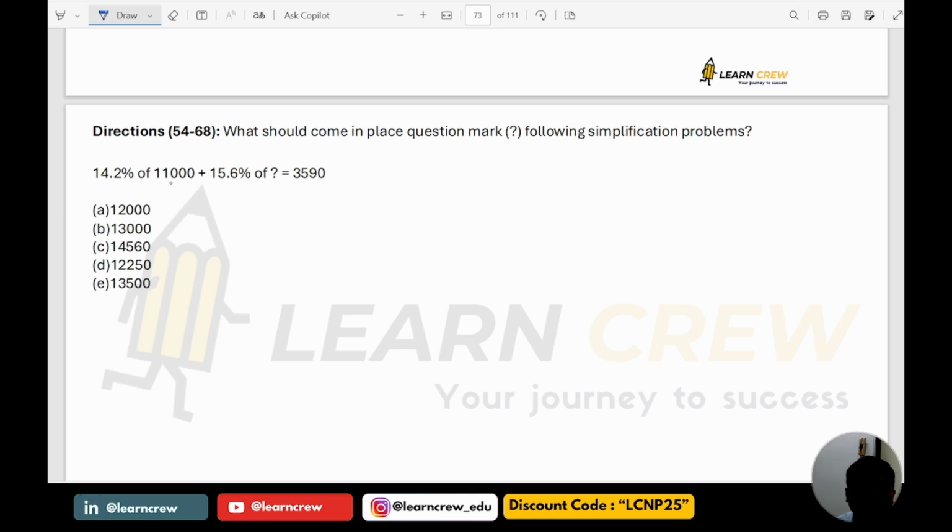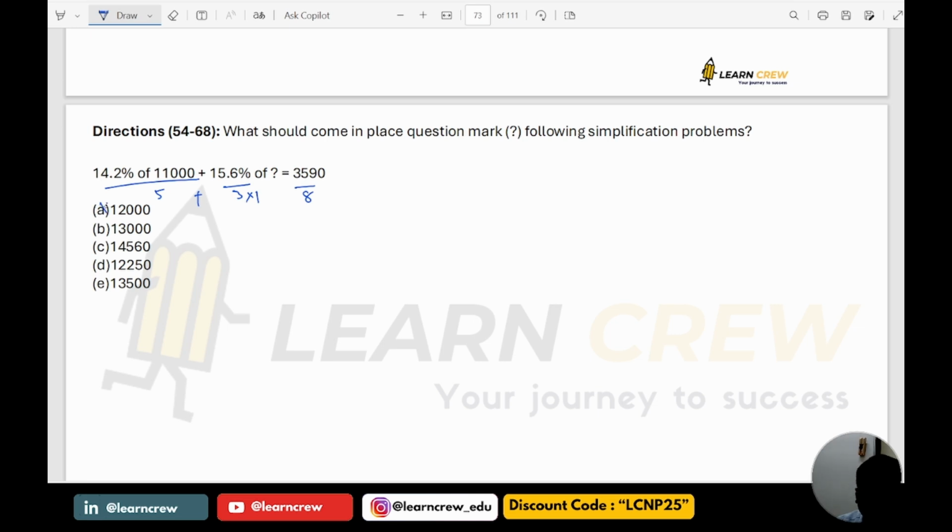14.2 percentage of 11,000 plus 15.6 percentage of x. I can take the digital sum here also. Here if you see, 1 plus 4 plus 2 is 7. 7 into 2 is 14, which means 5. So it is 12, which means 3. 3 into how much will give you 8? So 5 plus 3. So it has to be 1. Where you have digital sum 1 here.